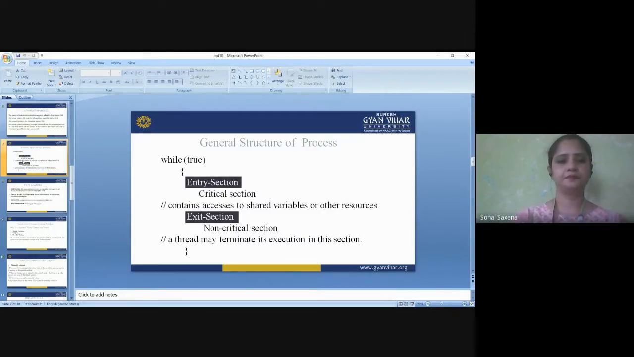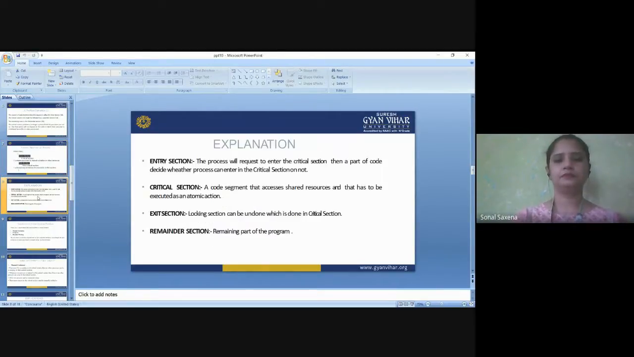Now let us understand with the help of this explanation. The one I have told you about: entry, exit, remainder section. These are the things about it. What is entry section basically? It is kind of a process that will request to enter the critical section. Then a part of code decides whether the process can enter the critical section or not on the basis of the status of the critical section, that whether it is free or not.